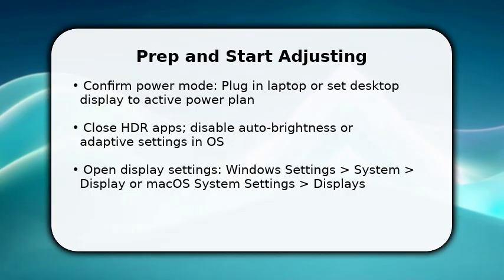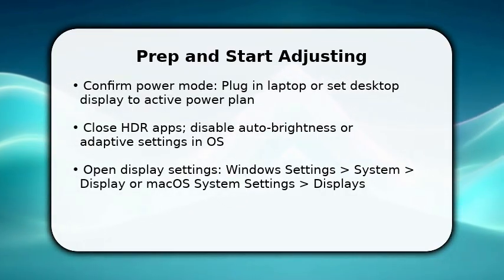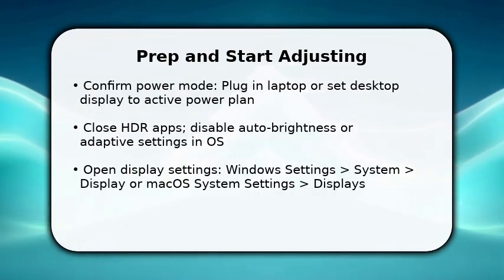Now make a modest initial change, 10-20%, so you can judge the effect. This prevents overcorrecting and gives a baseline for the next steps.